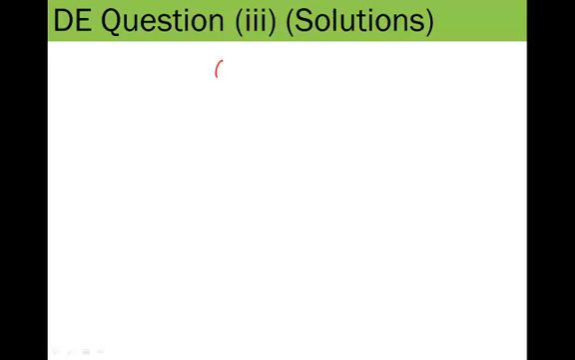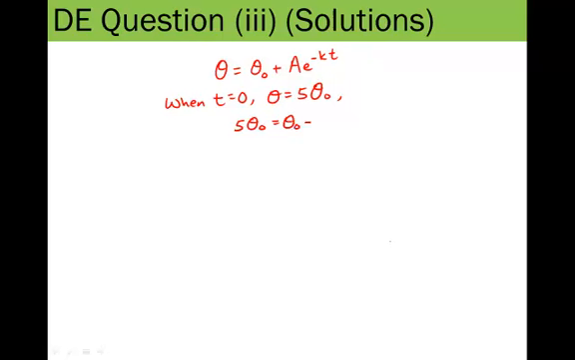We have theta is equals to theta naught plus a e to the power negative kt. The first information tells us that when t is equals to 0, the temperature of the object is 5 times the temperature of the surrounding. So theta is equals to 5 theta naught. And that gives us 5 theta naught is equals to theta naught plus A e to the power of 0, which implies that A is equals to 4 theta naught.